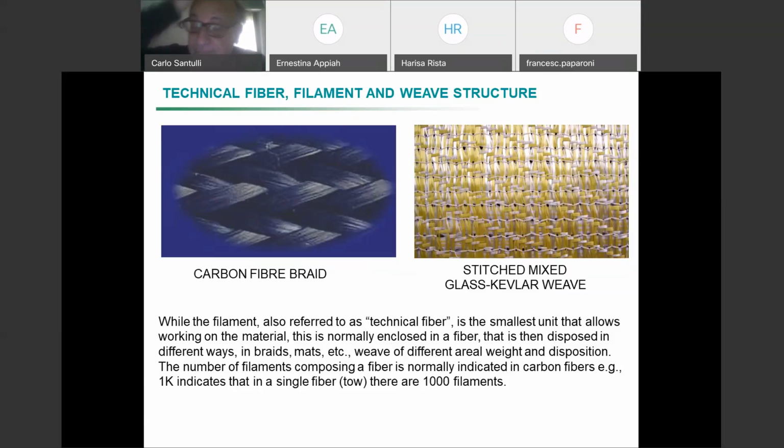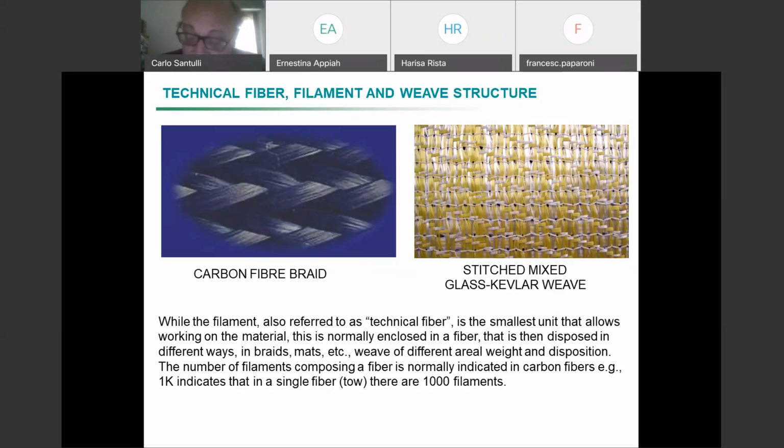Then I need a way to measure the number of fibers which I have in carbon fibers. This is very critical because they have different prices, different performance, etc. The number of filaments: here you see in the braid, the filaments are the small ones that constitute the fibers that go up or down into the braid. So I may say that, for example, carbon fibers which are 1K have 1,000 filaments constituting a single fiber. So this is another requirement. The filament is the technical fiber, the smallest unit that allows the material.